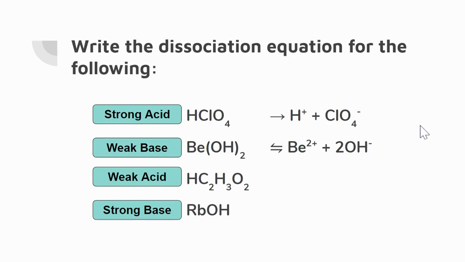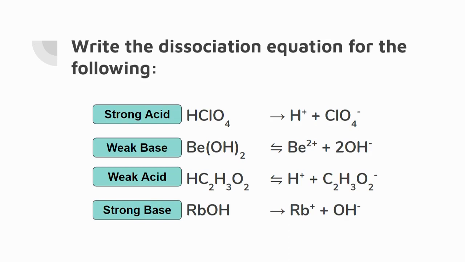Then we take a look at acetic acid, which is a weak acid, so we're going to have to use a 2-directional arrow. And again, H plus is one of the ions, but the acetate ion stays stuck together. And since both of those ions have a +1 and a -1 charge respectively, then there's no coefficients required. And then the last one, rubidium hydroxide, is strong. So we use a 1-directional arrow, and it is a 1-to-1 ratio for rubidium to hydroxide. So the coefficients are both 1. So that is how you write dissociation equations.